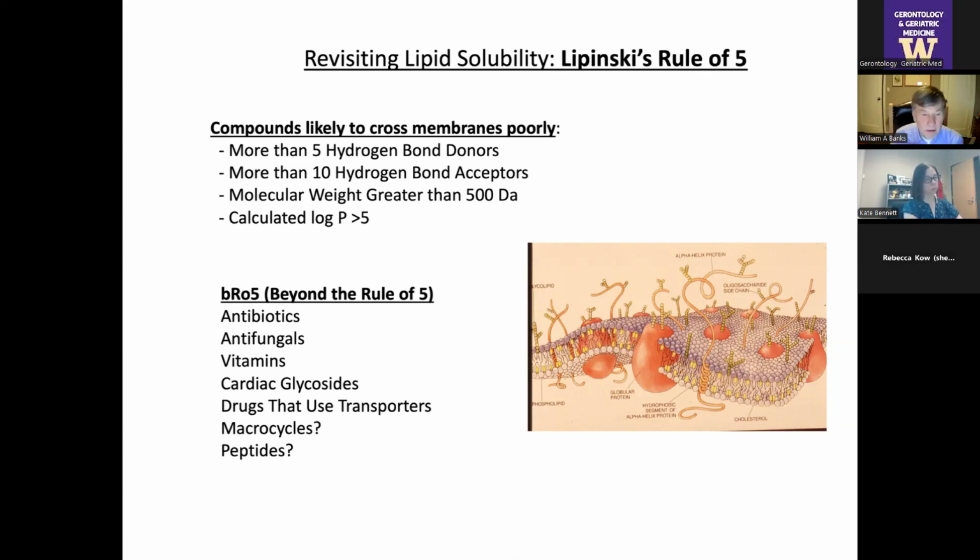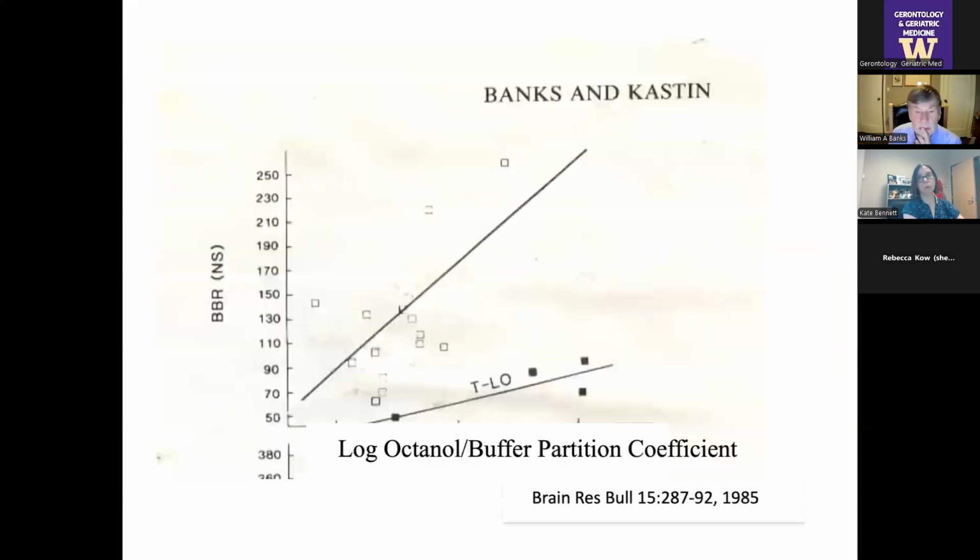But right away, he noticed there was a BRO5, and this is the way it's referred to in the literature, BRO5, beyond the rule of 5. These were compounds that did not follow the rule of 5. Antibiotics, antifungals, a lot of vitamins, cardiac glycosides, of course, drugs that use transporters, macrocycles maybe, and peptides. He excluded peptides from his calculations. I'm not quite sure why he did that, if he did it retrospectively because they didn't fit, or because he realized they were just structurally different than all those small molecules. But at any rate, that was kicked out.